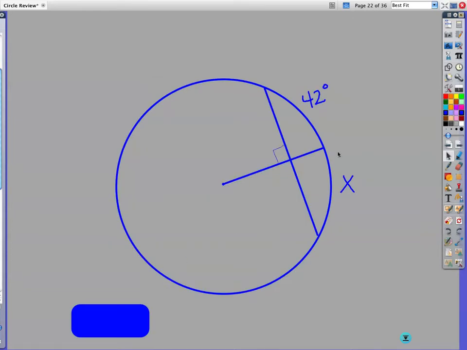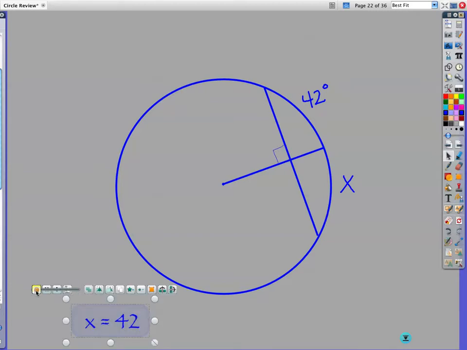Okay, here we have a radius cutting through a chord. Here is part of the arc. Here's the other part of the arc. Your answer is 42 degrees because this is perpendicular to this chord, which means it cuts this arc in half, and it also cuts the chord in half. So as soon as you see that's perpendicular, you have bisected your chord and you have bisected your arc.